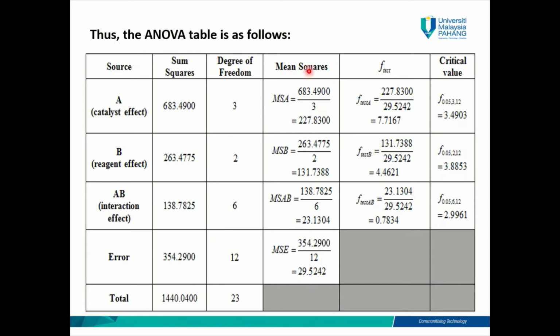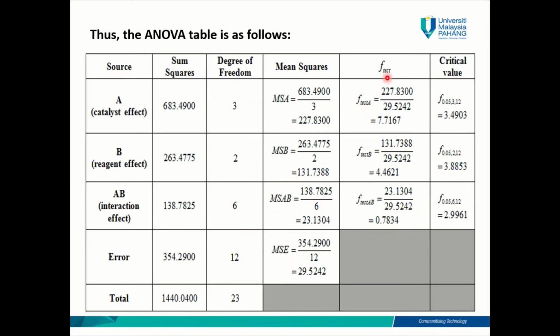And then mean of square is calculated using the same pattern that you see in one-way ANOVA. To get MS, you just take the SS divided by the degree freedom. To get MSB, you take SSB divided by DFB, degree freedom B, you get MSB. To get MSAB, you take the SSAB divided by the degree freedom. And same goes to MSE. So the pattern is exactly the same as in one-way ANOVA analysis.